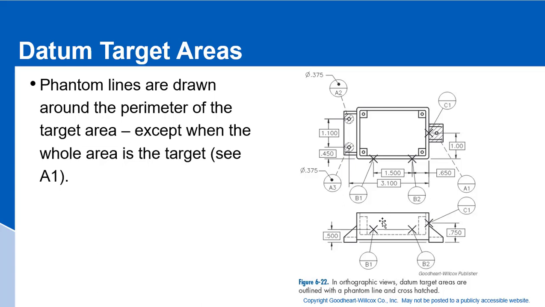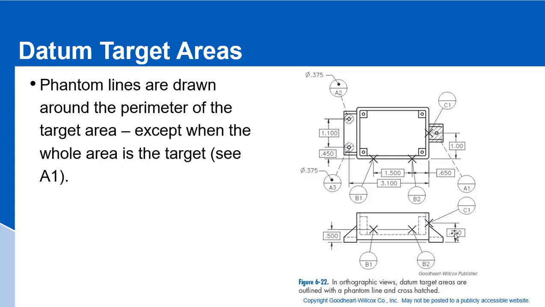Okay, so what we have here is a part, and again we have datum A, A1, A2, and A3. We have an area here that's a 375 thousandths diameter area about that center hole. We have those areas located with basic dimensions, and over here we have this entire surface as the area. One of the points I want to make here is phantom lines are drawn around the perimeter of the target area. That's what you're seeing here, and that's what you're seeing there, except when the whole area is the target. In this case, this whole area is the target.